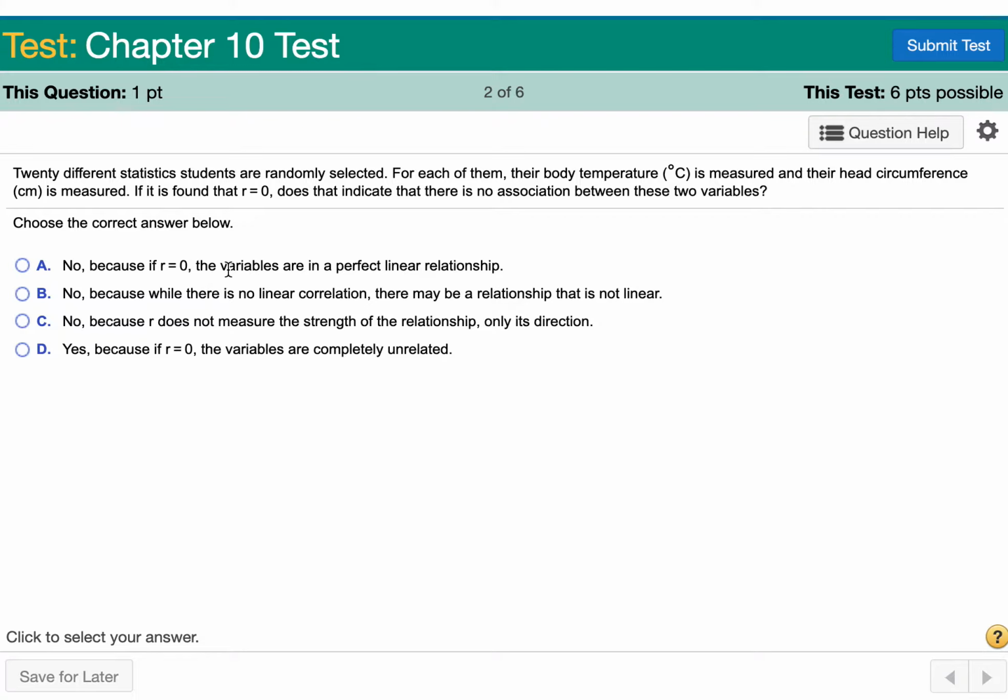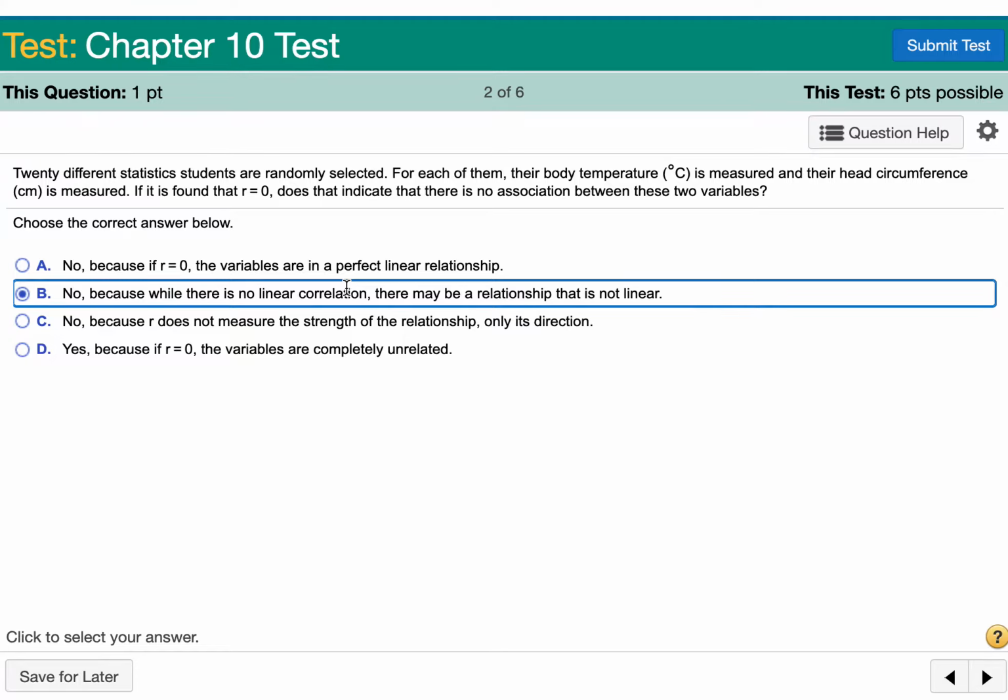And so the second question says 20 students are randomly selected, and if it is found that the linear correlation coefficient statistic R equals 0, does that actually indicate for sure that there is no association between the two variables? Well, no, it doesn't mean there's no association at all. It just means that there's no apparent linear association. So while there's no linear correlation, there could be a relationship that is still not linear. So remember, correlation, the value of R, is only talking about linear correlation.